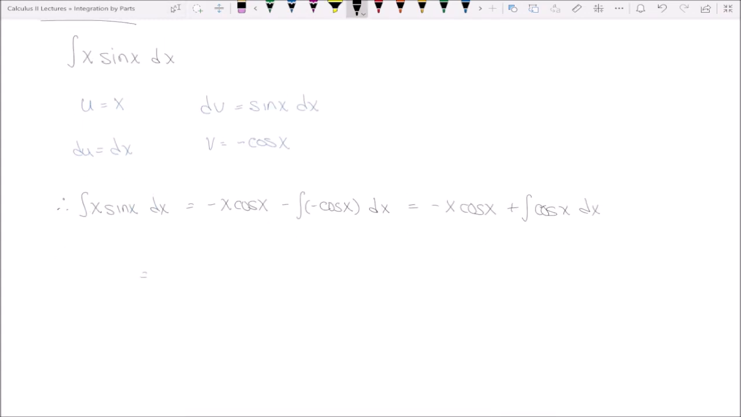Now we know what the antiderivative of cosine of x is. So we get negative x cosine of x plus sine of x. And at the very end, we can write c. Or we can rewrite it as sine of x minus x cosine of x plus our constant of integration.